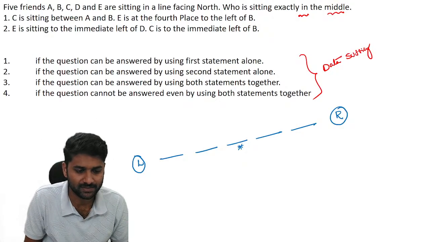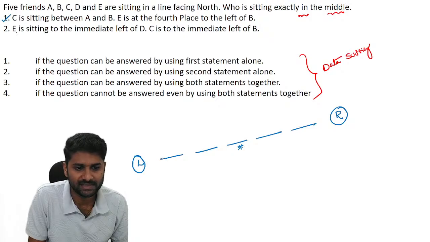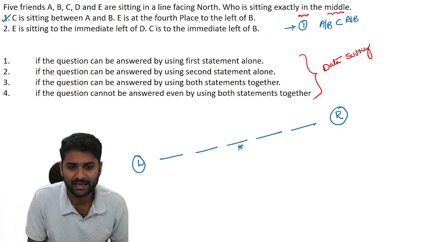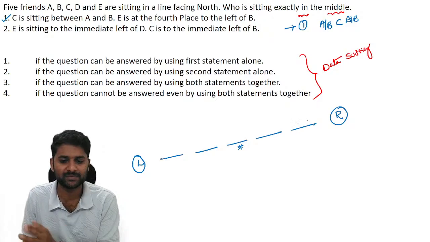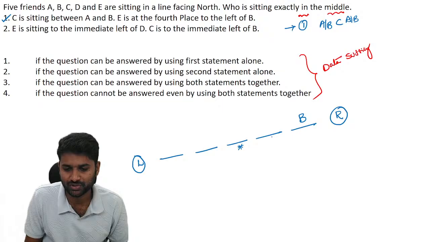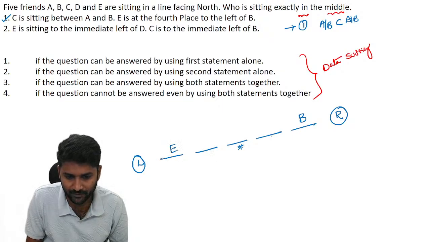Now let's take statement 1 alone. C is sitting between A and B. We are not sure, as they mentioned in statement 1 that C is sitting between A and B, A and B can be interchanged in their position. And E is fourth to the left of B. Let us confirm that B must be on the right side. So let us take B here. Exactly fourth position. 1, 2, 3, fourth. Exactly the fourth position, you can confirm E.